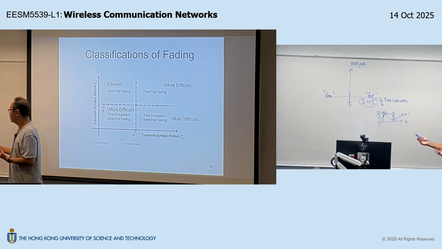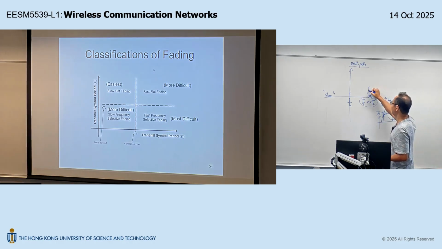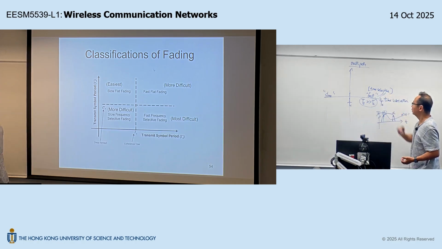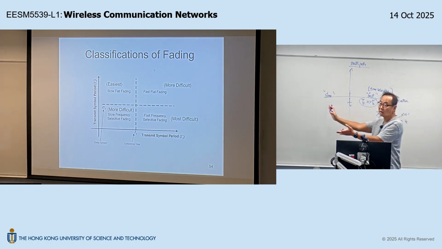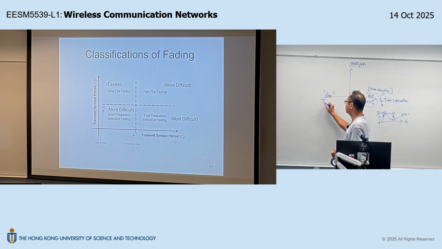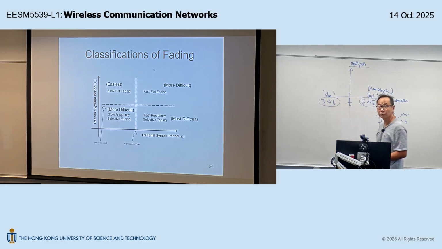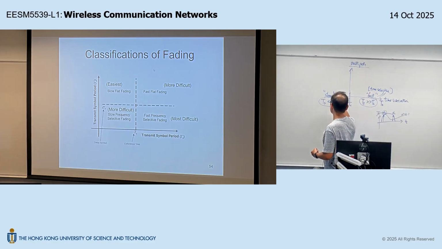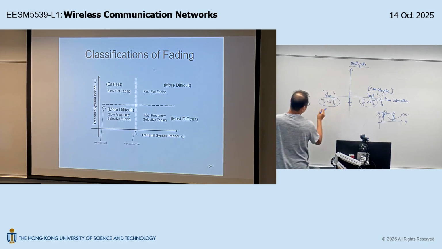Okay? So somebody call this fast, somebody call this time selective. They are equivalent. On the other hand, on this side, that means the symbol duration is much less than the coherence time. This is called a slow fading, or let's say called time slow fading. So this slow fading corresponds to this scenario.